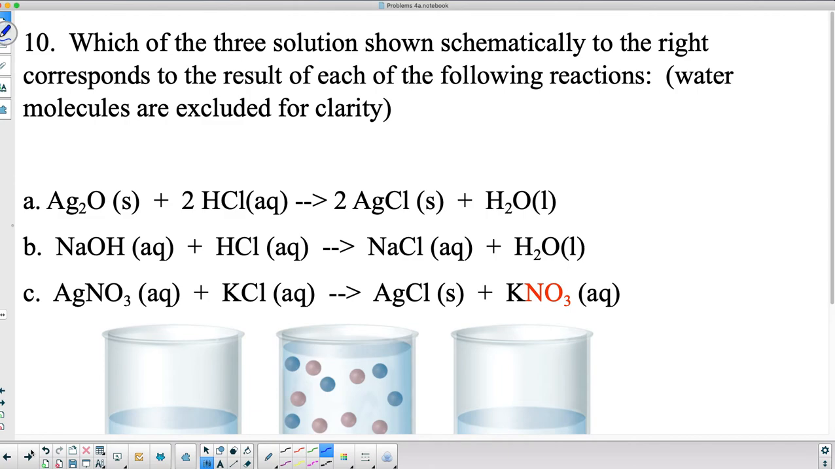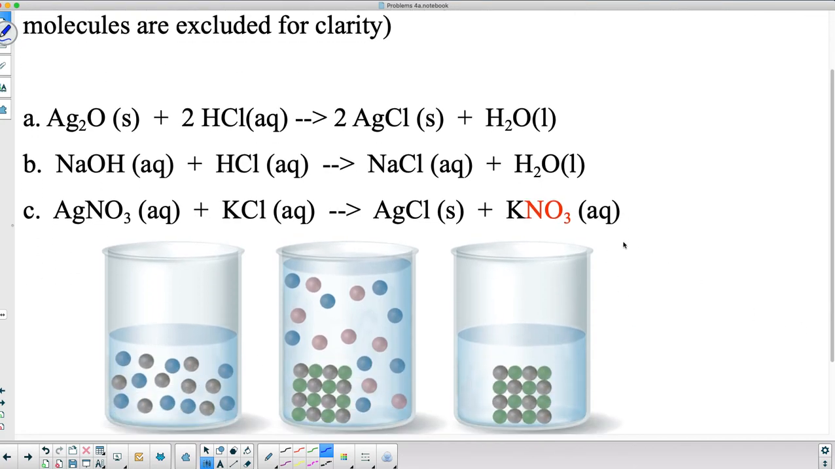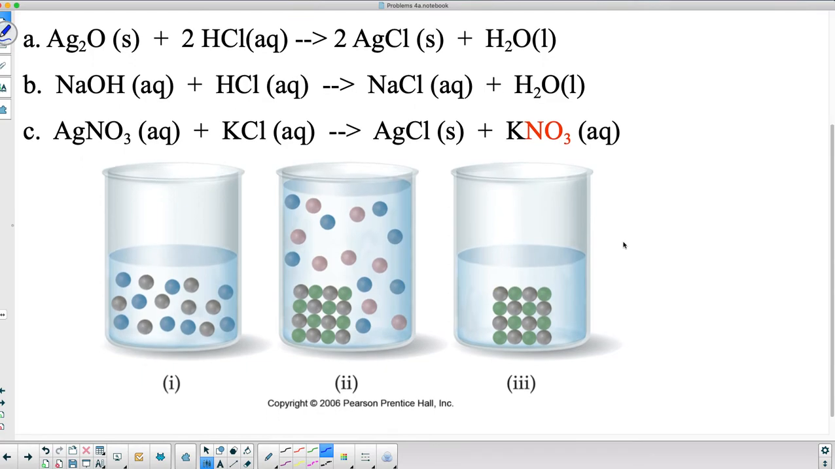Which of the three solutions shown schematically to the right corresponds to the results of each of the following reactions? Water molecules are excluded for clarity. Okay, so let's go through this. I'm matching A, B, and C with 1, 2, and 3. So number 1 has only things dissolved in the water.